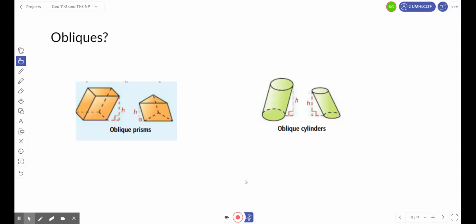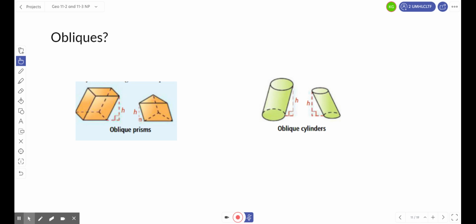Okay, before we move forward, I just wanted to cover this quickly. We didn't talk too much about these obliques. We mentioned that these are called oblique prisms and oblique cylinders, but we didn't talk about how to find the surface area of them, and we are not going to. It is not a requirement for this course. It's something you may cover later on. But for now, we're just going to focus on finding the surface area of right prisms and right cylinders.